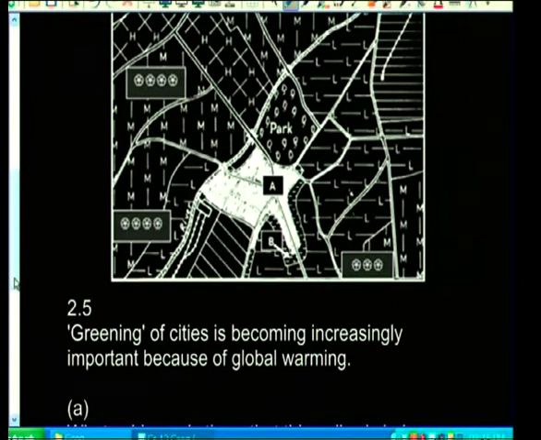Okay, moving on to question 2.5. Once again, it's still relating to the same diagram, and you will see that in the final exams, quite a few of the questions are based on the same diagram. So once you get to know it and work with it, the question should seem a lot easier.